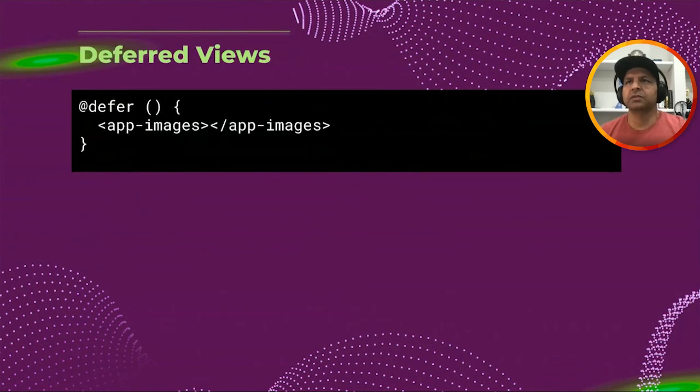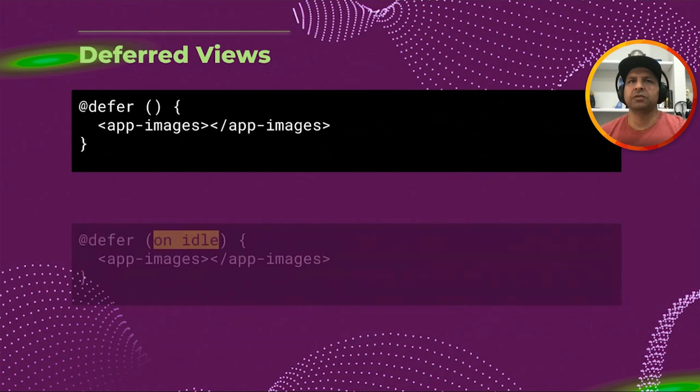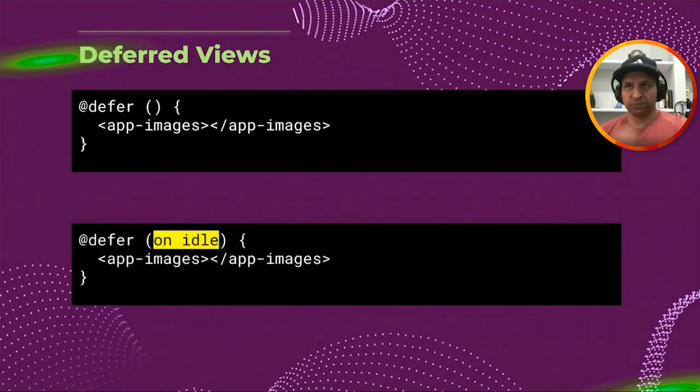So the syntax for using a defer is pretty straightforward and works really well with Angular's existing control flow syntax. Here's an example of how this could look. So if you don't use any triggers or conditions, like I'm doing here right now, then the defer block is triggered when the browser state becomes idle. So this is the default behavior, and it's essentially the same as writing this, right?